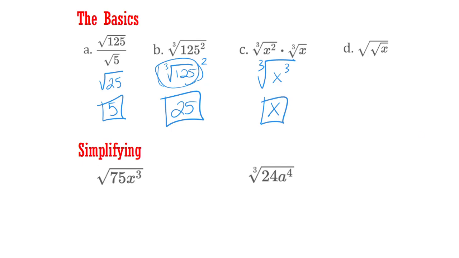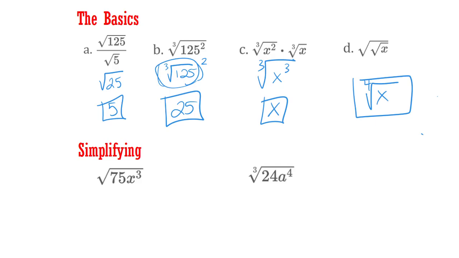We just get x. All right, last one is the root of a root. They're both square roots, so you've got to think there's a little 2 there. Remember that you multiply those, so that's going to be the 4th root of x. And then you're done.